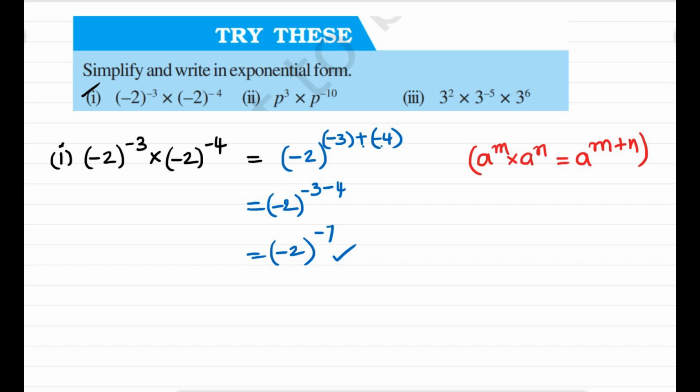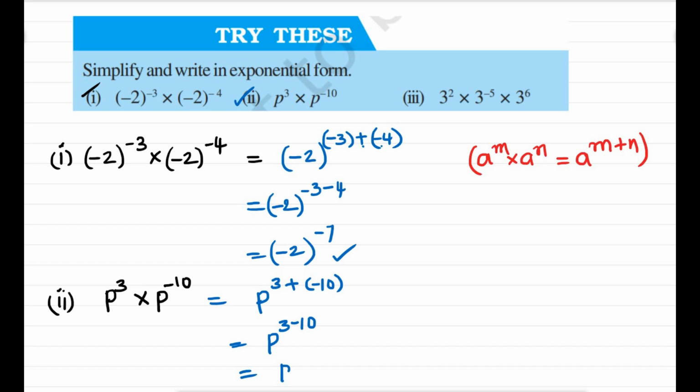And I'll take number 2. Number 2 is p to the power of 3 times p to the power of minus 10. That is equal to, same thing, p to the power of 3 plus minus 10. Small minus big, subtraction, the result is minus 7. This is what I have written in single exponential form. So this is your homework here. Do the remaining problems as homework.